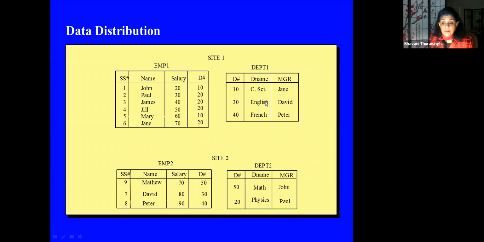But then we find there's a little bit of a problem, not really a problem, but you can see some interesting observation. Physics is department number 20, right? And none of the employees stored in site 2 are in physics. So actually John is in the physics department, but he is in site 1, right?